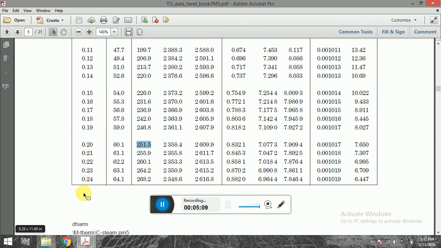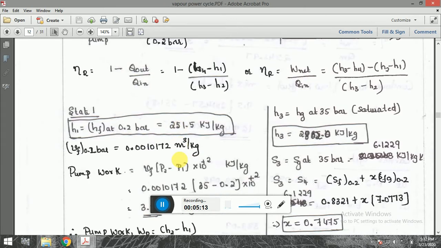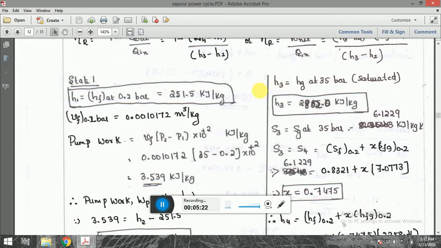So we take a note of this. We need to note down the value of HF. HF is nothing but H1. So we have found H1. Now next we need to find H2. Before finding H2, we will find the pump work.